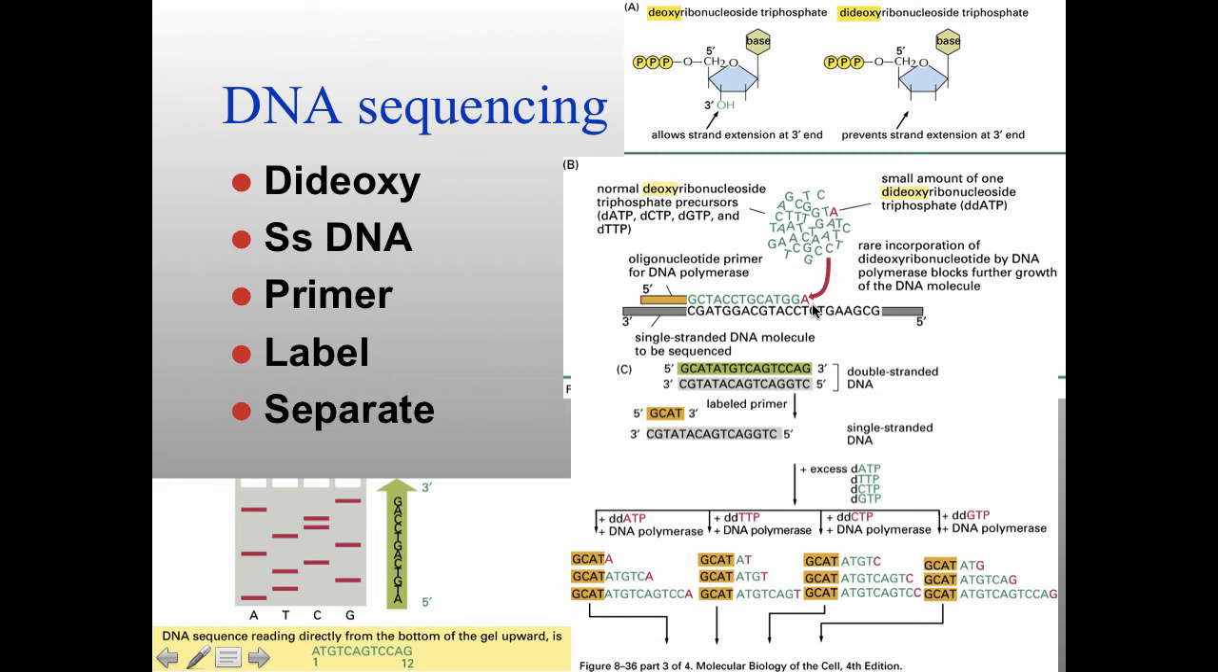Now, if you do the same thing with different dideoxys, now a dideoxy T, you'll have some DNAs that stop here, some that stop here, some that stop there. All of these are now outlined down here at the bottom.